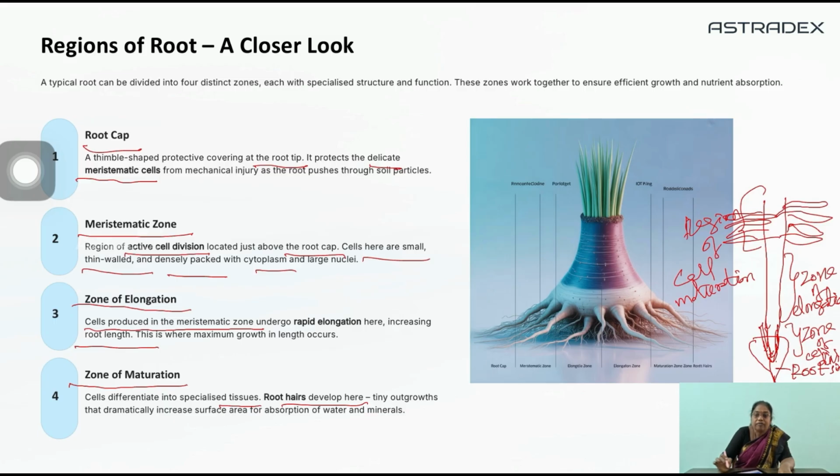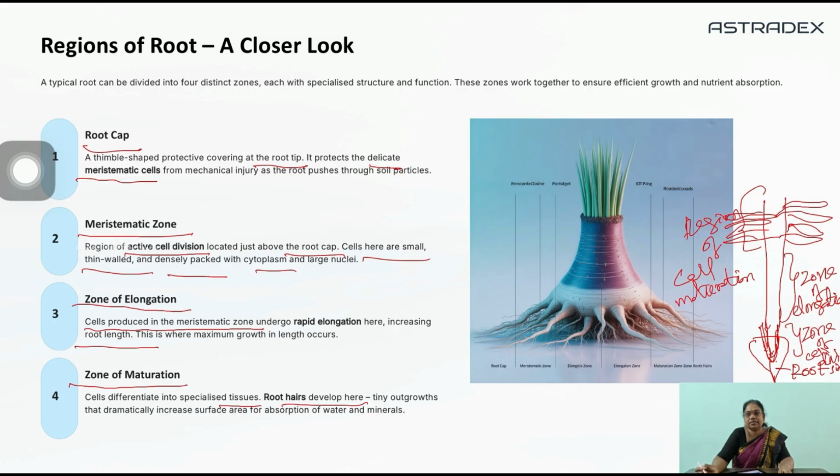And second one is vegetative propagation. Some roots develop buds for asexual reproduction. This is vegetative propagation. And mechanical support. Prop and stilt roots provide additional support. Example, banyan and maize.